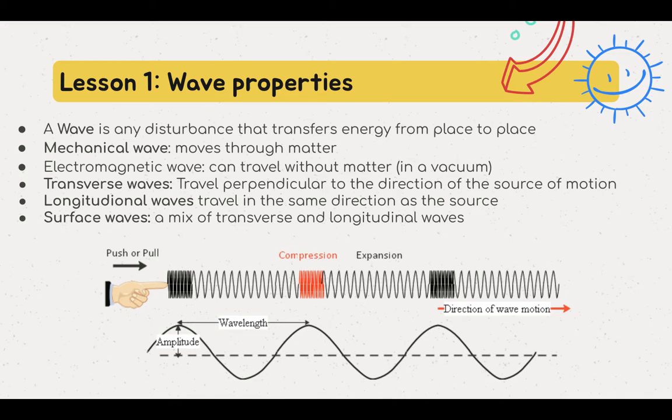Then there are some more types of waves. There's a transverse wave, and a longitudinal wave, and a surface wave. A transverse wave is that bottom picture right here. It travels perpendicular to the direction of the source of motion. So I think of the transverse waves as the more common wave. So when you're drawing a picture of maybe the beach or the ocean, you make those squiggly lines to demonstrate a wave. And that's a transverse wave. Okay, that's how you show a transverse wave.